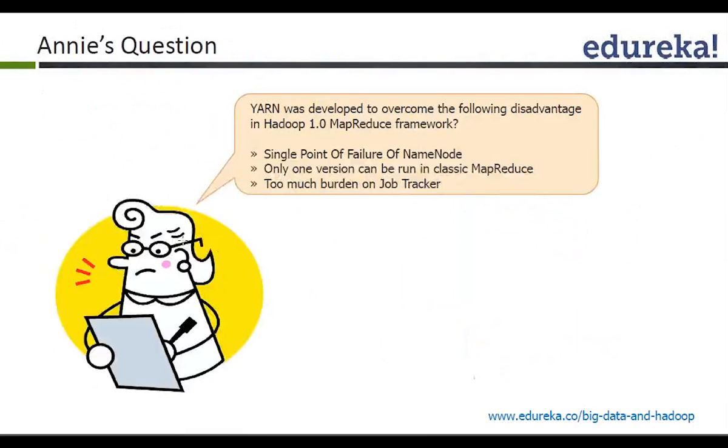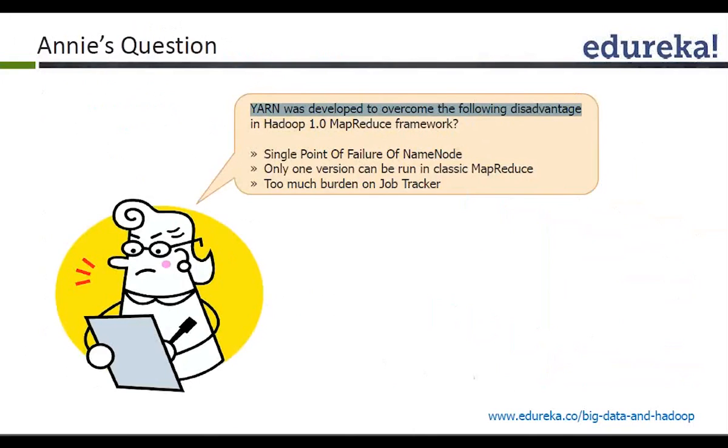Okay? Now, enough of theory, Annie is back again. YARN was developed to overcome which disadvantage of Hadoop 1? We are specifically talking about YARN, and I'm not talking about HDFS over here.